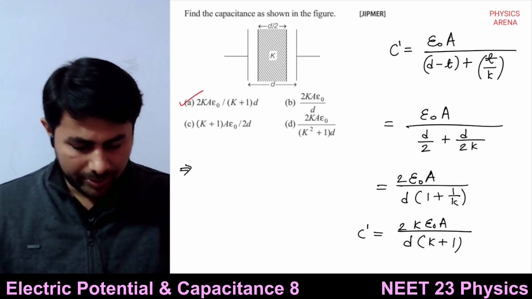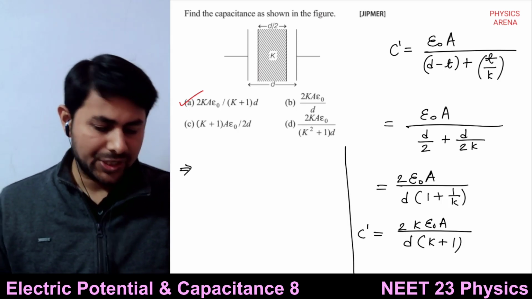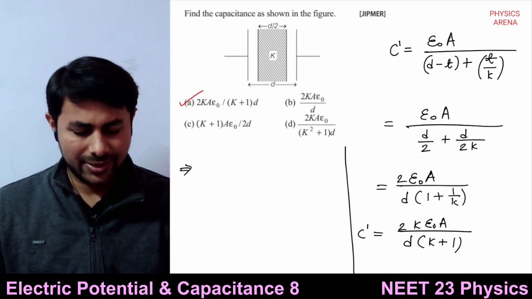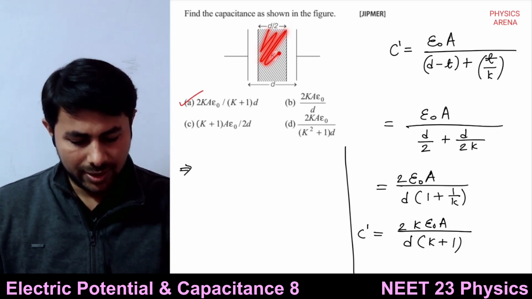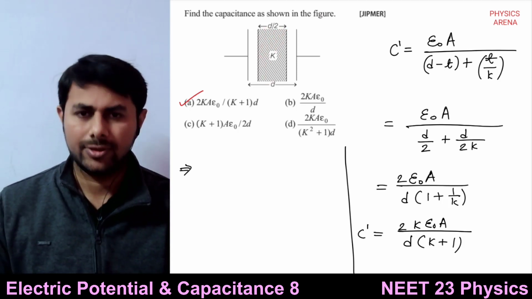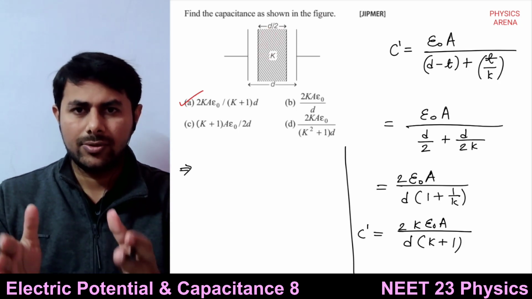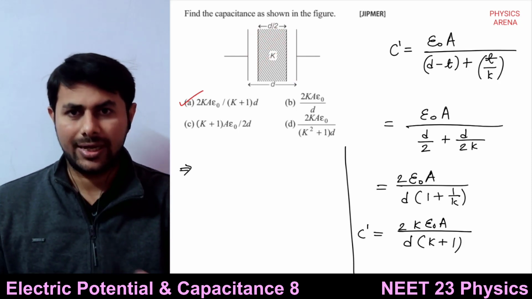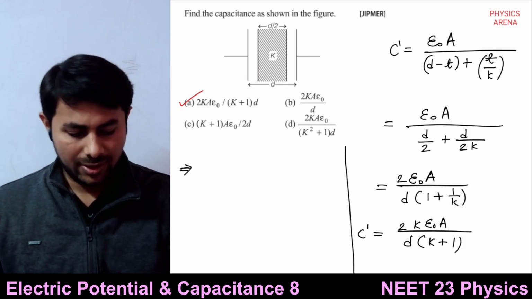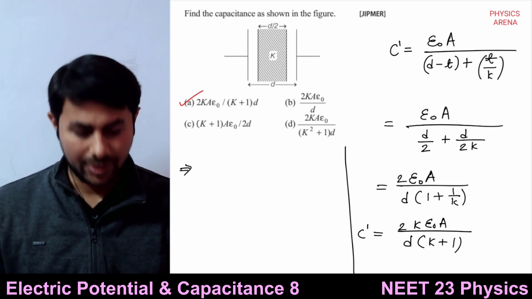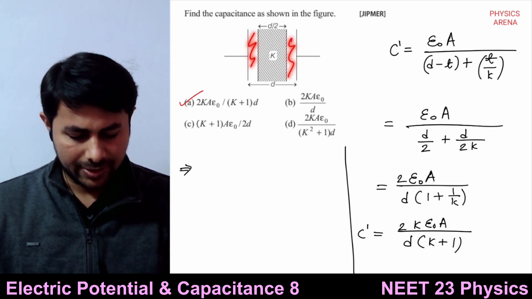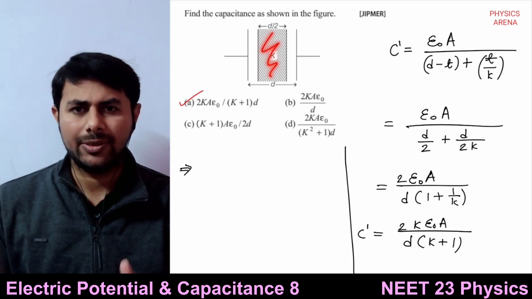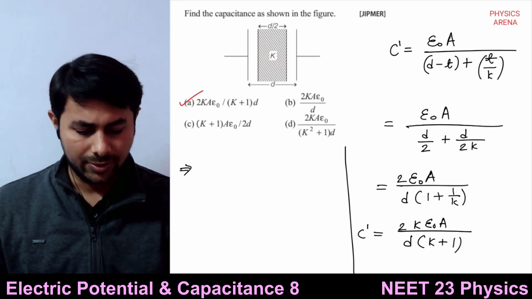So yeah, this is the direct formula. We had derived it, but suppose in case you don't remember it, what will you do? In that case, the answer is very simple. Suppose you don't remember it, then you have two capacitors here. One is an air filled capacitor, one is a dielectric filled capacitor. And how are they connected? They are in series combination. The air filled capacitor has distance between plates equal to d by 2, and the dielectric capacitor also has distance between plates equal to d by 2.